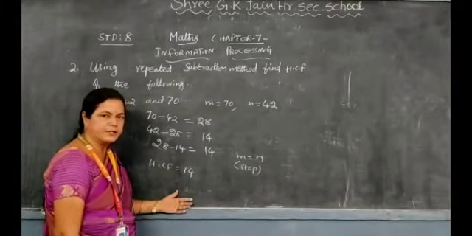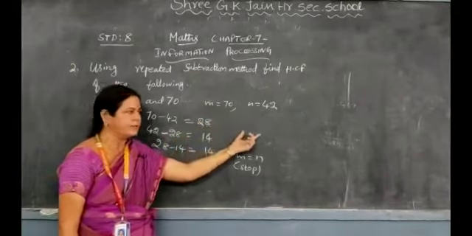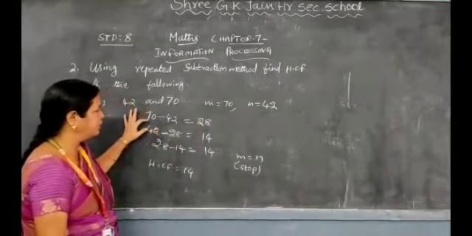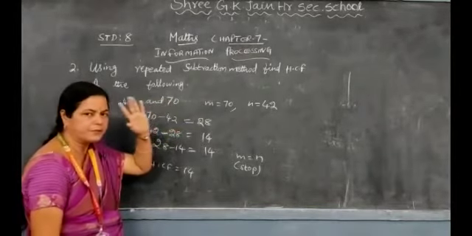Is it clear, children? First what you are doing, the bigger number take as the m and the smaller number take as the n. So from m minus n, that means from bigger to smaller you are going to subtract, that one only keep in your mind.